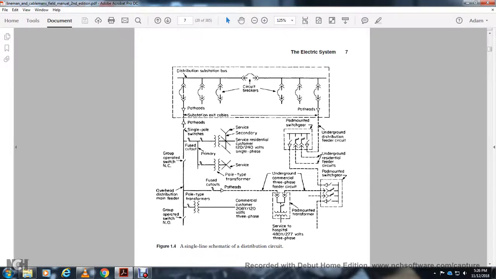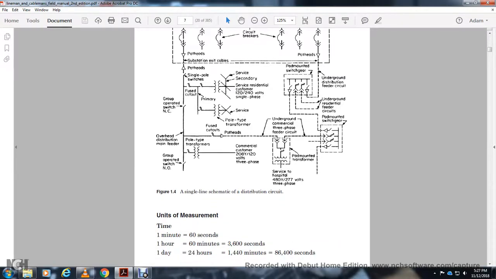alright, figure 1-4, single line schematic distribution system. Group operated switch number, power pole transformer, commercial customer 208Y/120, 3 phase volt overhead distribution main feeder, operated number switch NNC, fuse cutout primaries, fuse, sole service pole type transformer, secondary service, residential customer, 120 volt, 240 volt, single pole switch, pot head, substation exit cable, pot heads, distribution substation, circuit breakers, pot heads, pad mounted switch, switch gear, underground distribution feeder circuit, underground residential circuit, pad mounted switch gear, underground commercial three phase circuits, pad mounted transformer, service hospital, 480Y/277 volts.